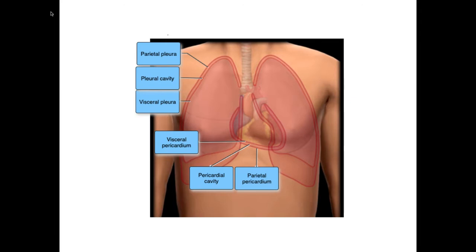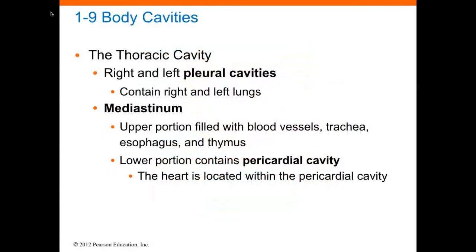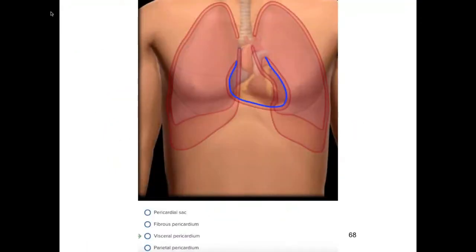So visceral and parietal we've seen with the lungs. Visceral and parietal we've seen with the heart. With the heart, we use the word pericardium. With the lungs, we use the word pleura. Now we have one thing left, but actually, let's go back here. What is this blue region that's highlighted? So it's the heart. It's the inner part that's closest to the organ itself. So that's the visceral pericardium.